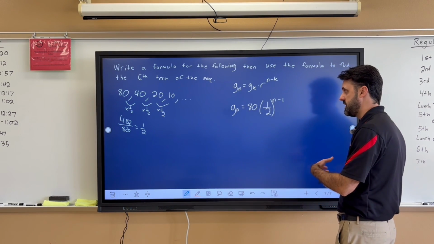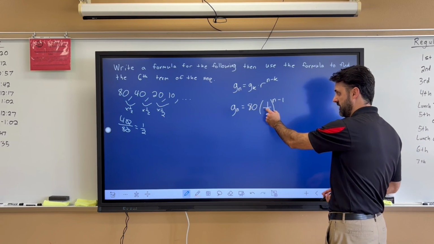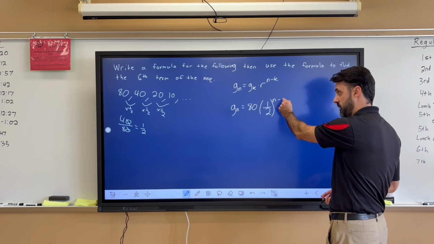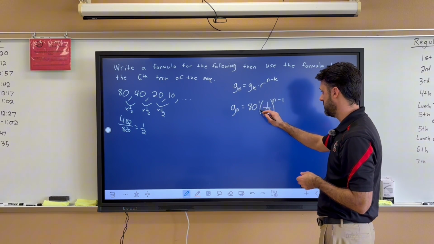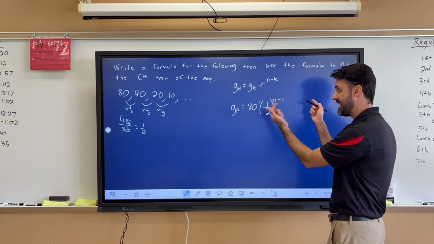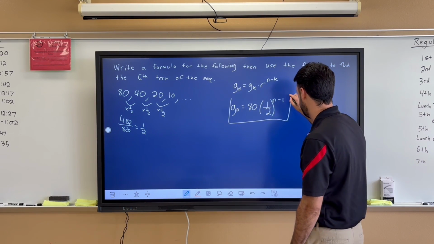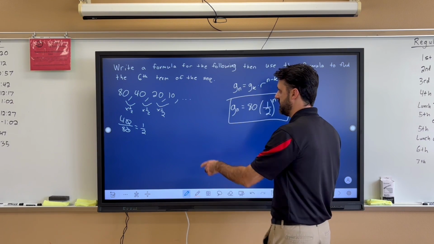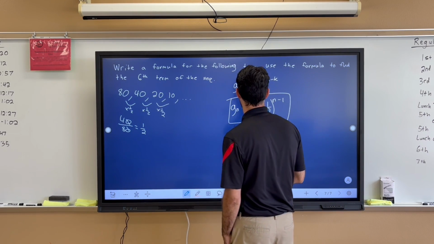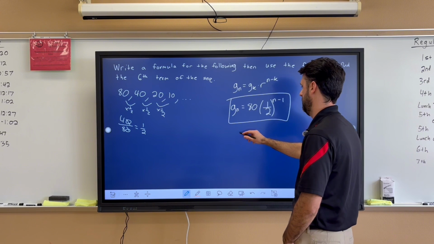Now, a very common mistake here is people think we can multiply these together, but this has a different exponent than the 80 does. The 80 is to the first. This is to the n minus 1. So we can't multiply the 80 and the 1/2. All right, so this is our formula. If we want the 6th term of the sequence, well, I would just plug in 6 for n.